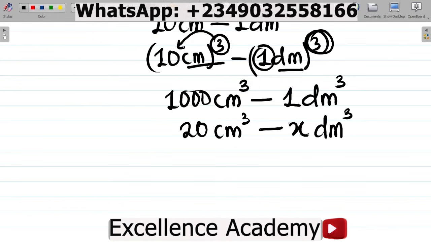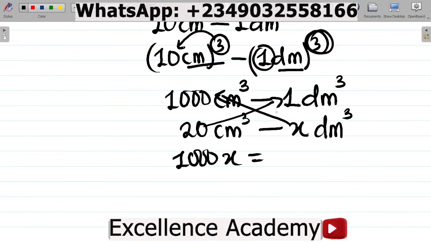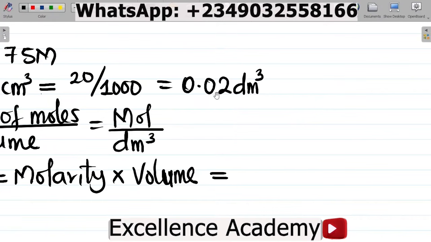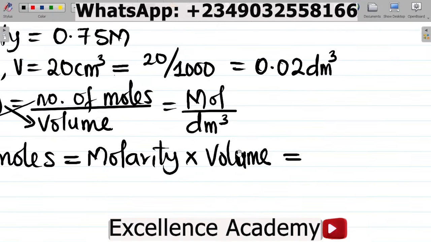If I cross multiply, x times 1000 gives you 1000x is equal to 20 times 1, which gives you 20. To get x, I'll divide this by 1000. Divide this by 1000. So this cancels this. So x is equal to 20 divided by 1000, 0.02. So you can now see how we got our answer as 0.02 dm cube. So that's how you do your conversion.